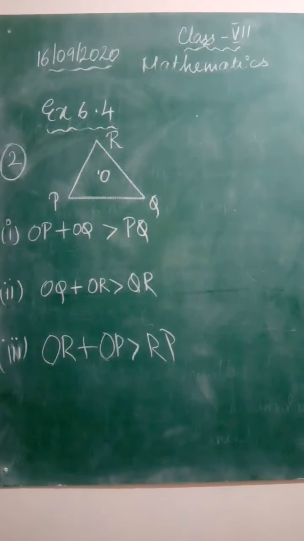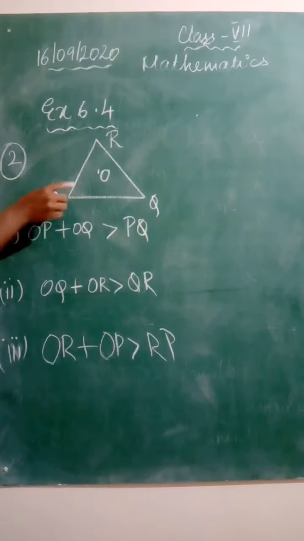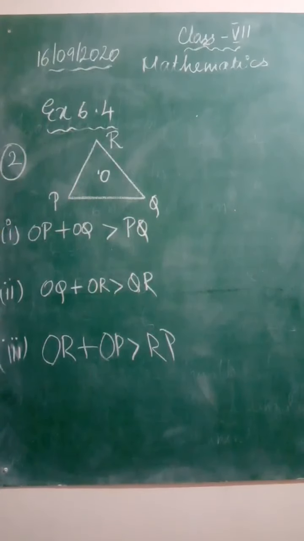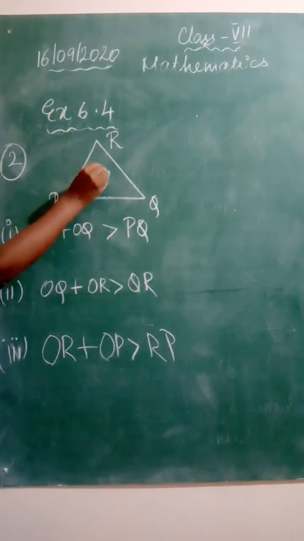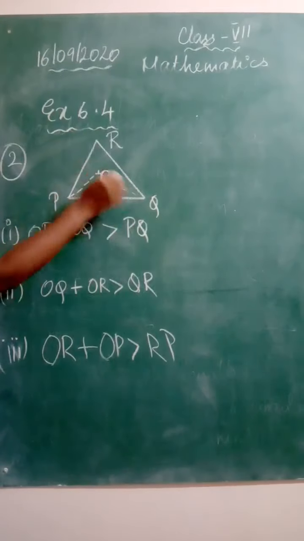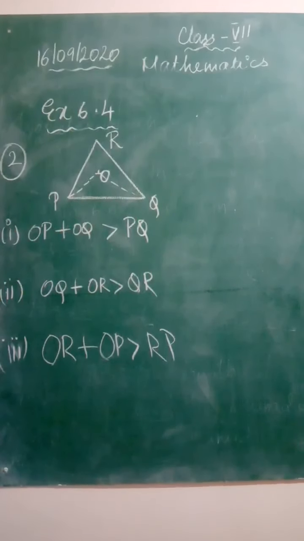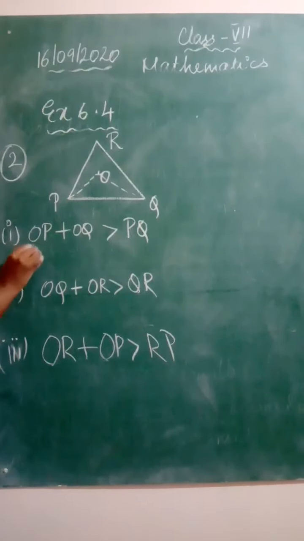Second question from exercise 6.4. Here, take any point O in the interior of the triangle PQR. Okay, so this is the triangle PQR and we have taken a point O in its interior. Okay. Now, is OP plus OQ greater than PQ? So now join OP. Then join OQ. Now this is a triangle, right? A triangle can be formed only if the sum of two sides is greater than the third side. So is this true or not? Yes, it is true because of the third property that we have learnt.